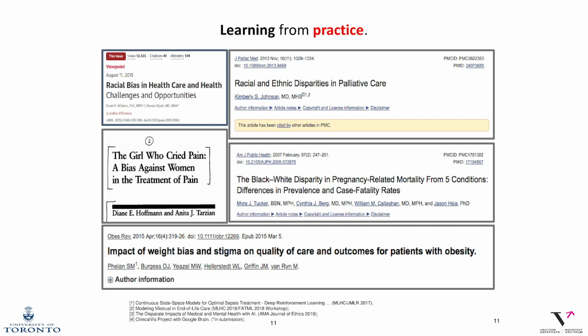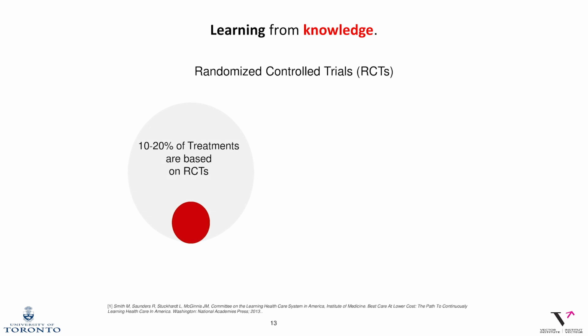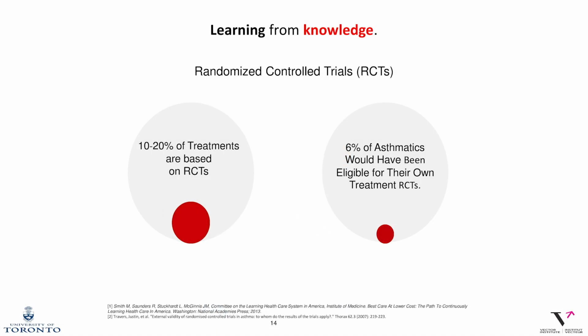So this is what we get from current practice right now, no technology, right? What about knowledge? One of the big sources of knowledge is a randomized controlled trial, where you give one set of people a treatment and see how well it works in that population. However, randomized controlled trials are very rare because they're expensive. So only 10 to 20% of the treatments that are given today are based on randomized controlled trials. When we do have them, they are biased. Only 6% of asthmatics treated today would have been eligible for the RCTs used to design their treatments.